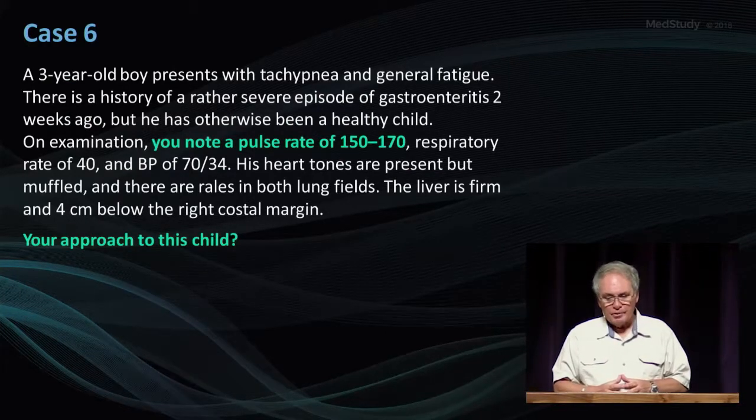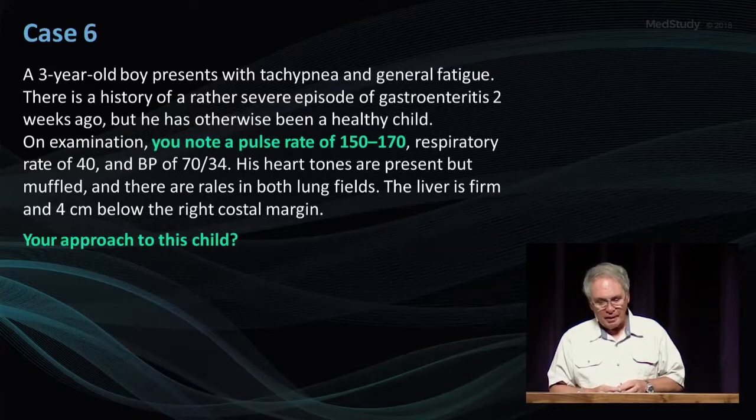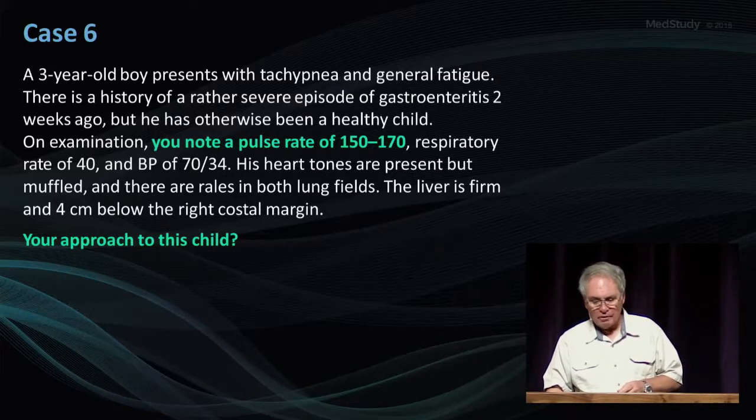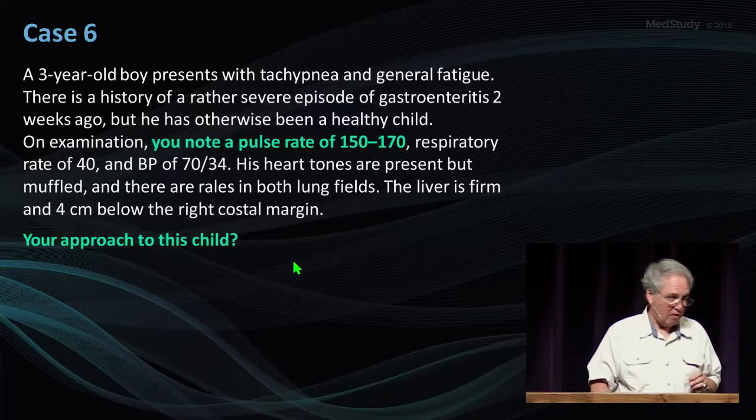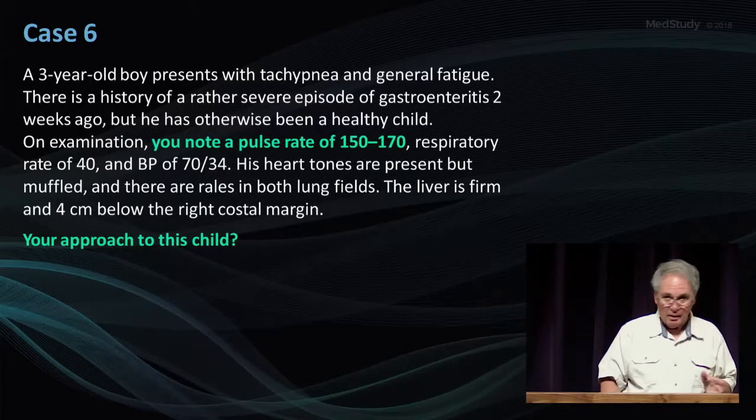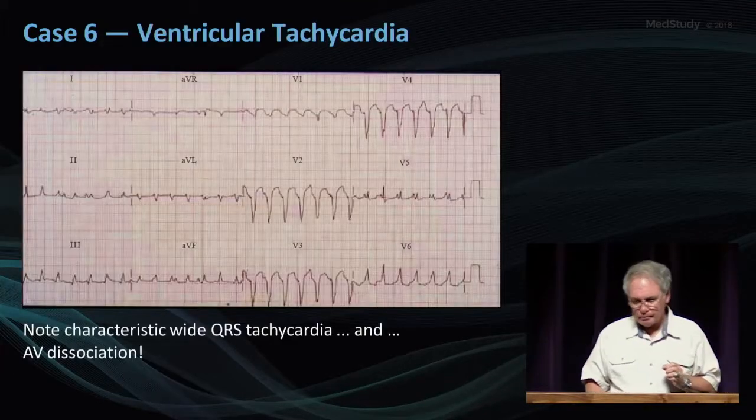Okay, here's a case. A 3-year-old boy presents with fatigue, tachypnea, history of gastroenteritis. On exam, you notice a pulse of 150 to 170, a little bit of hypotension, heart tones are present but muffled, rales in both lung fields, the liver is firm, so a little bit of heart failure here. Your approach to this child with a heart rate of 150 to 170 and signs of heart failure: an electrocardiogram rhythm strip, and this is what we saw in this case.